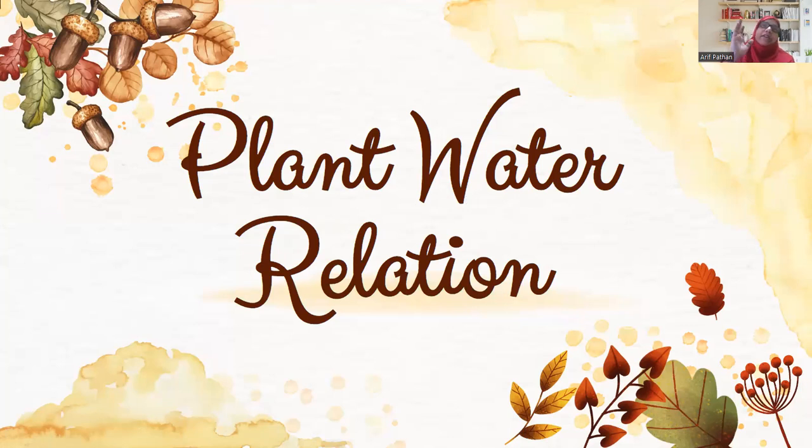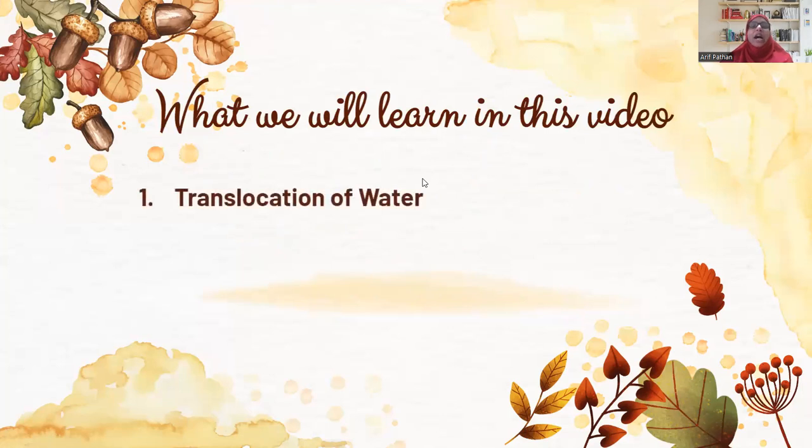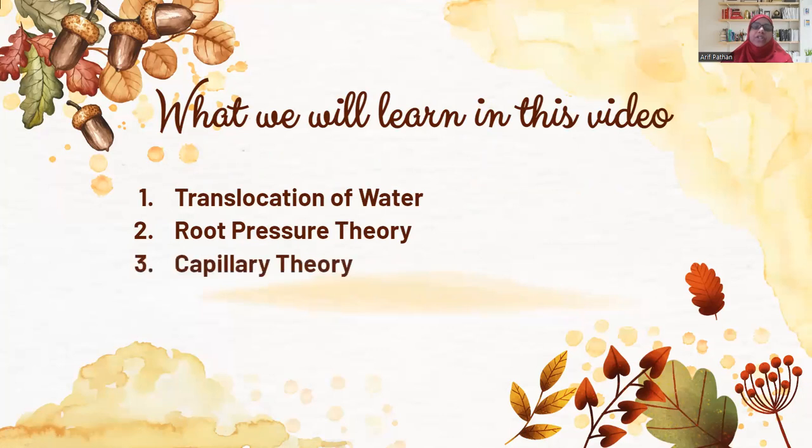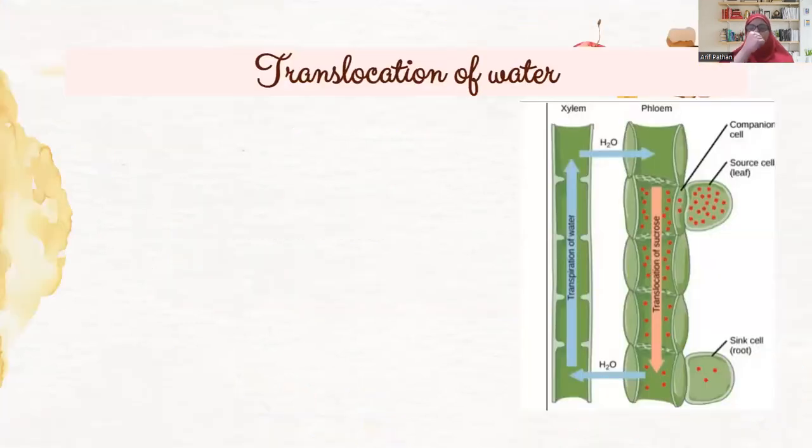We have almost completed the first part of the story, that is the mechanism of water absorption, different pathways of water absorption. Now we will see how the water is translocated from xylem to different parts of the body. There are different theories which support translocation of water: root pressure theory, cohesion theory, capillary theory, transpiration pull theory. In this video, we will cover two, and the next two we will cover in the next video. Let's directly begin with the topic.